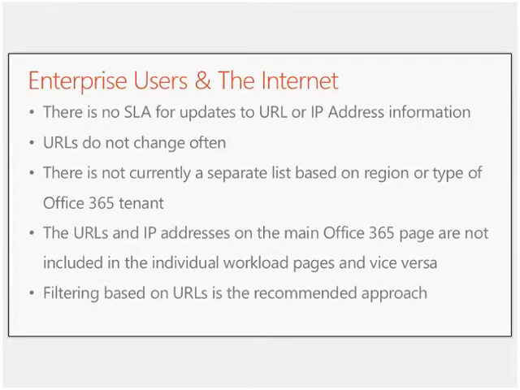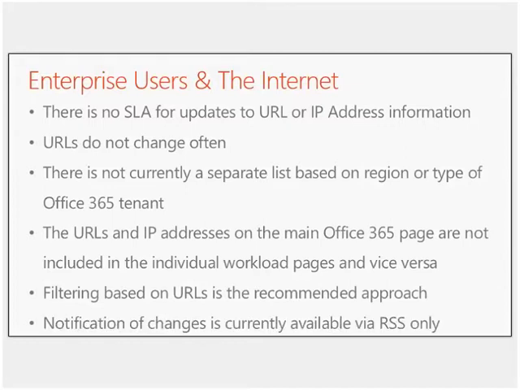And as earlier, filtering based on URLs is the recommended approach. Filtering based on IPs is certainly possible, but mostly because the URLs don't change often, it's a lot easier to filter based on URLs than it is to worry about filtering based on IPs. Notification of changes is only available via RSS at the moment. I'd like to talk to you more towards the end of the deck about what that means and what that could look like in the future.